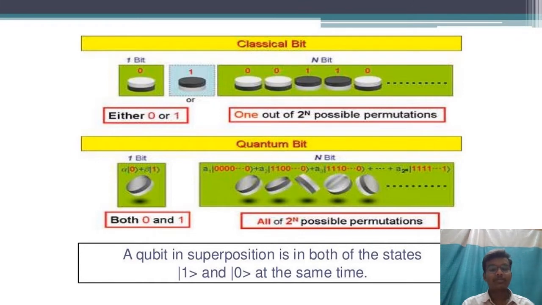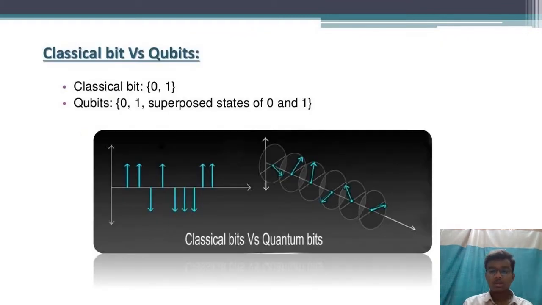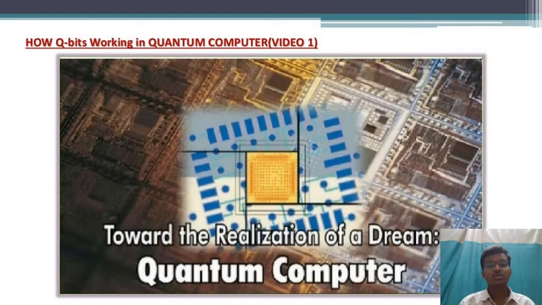This slide shows the difference between a classical bit and a quantum bit. A qubit in superposition is in both of the states, 0 and 1, at the same time. Classical bit versus qubit. A classical bit is either 0 or 1, but qubits are in superposed states of 0 and 1. The figure shows classical bits and quantum bits. This figure shows a sample of a quantum computer.